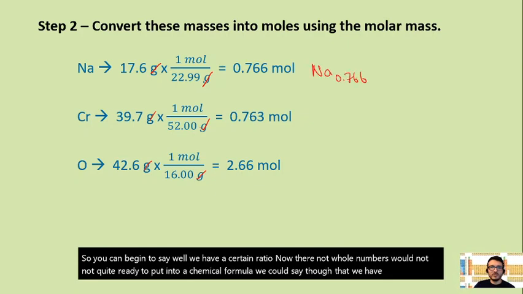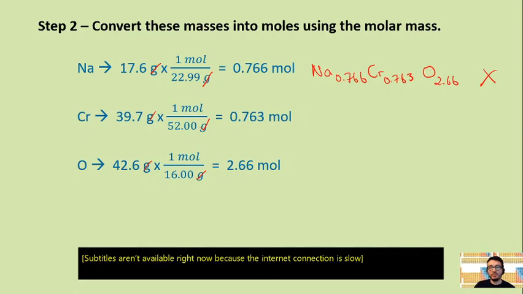0.766 sodium as our subscript, but this doesn't really look good. It doesn't really make sense. So there is one more thing we have to do, but we at least have a certain proportion set, right? This is not the right answer, but this is what we're trying to work towards. How can we convert these decimals into something that makes sense or that is familiar?